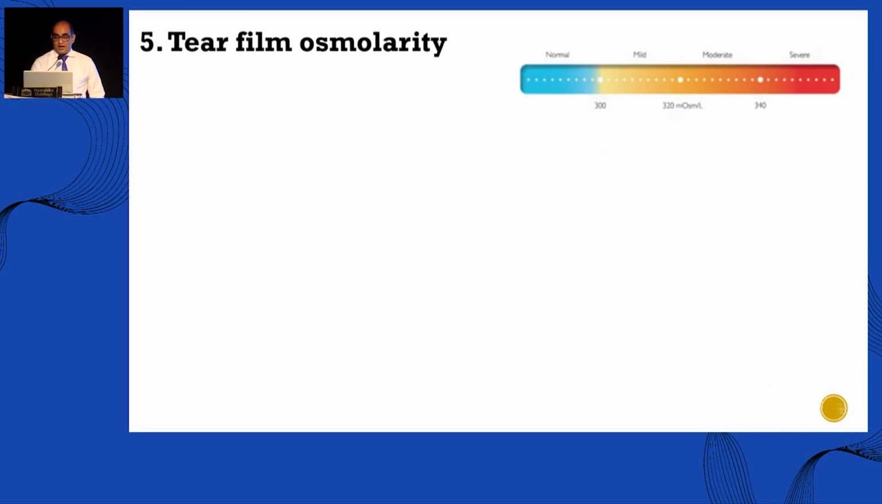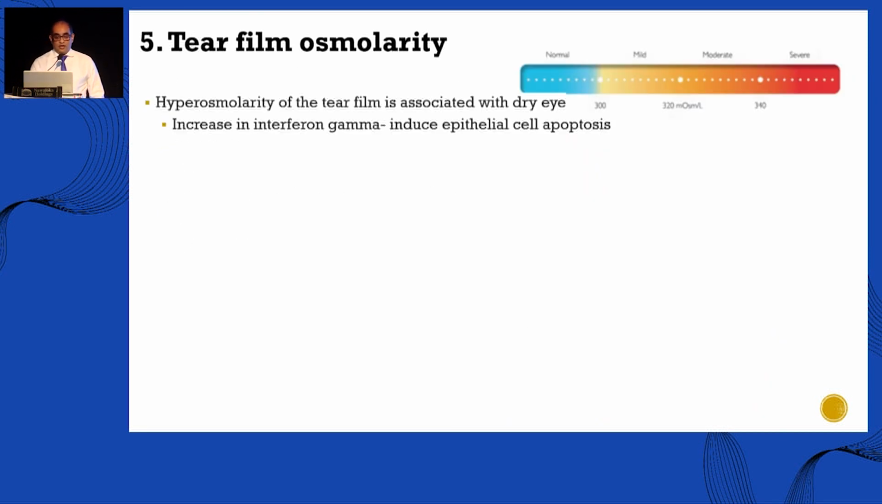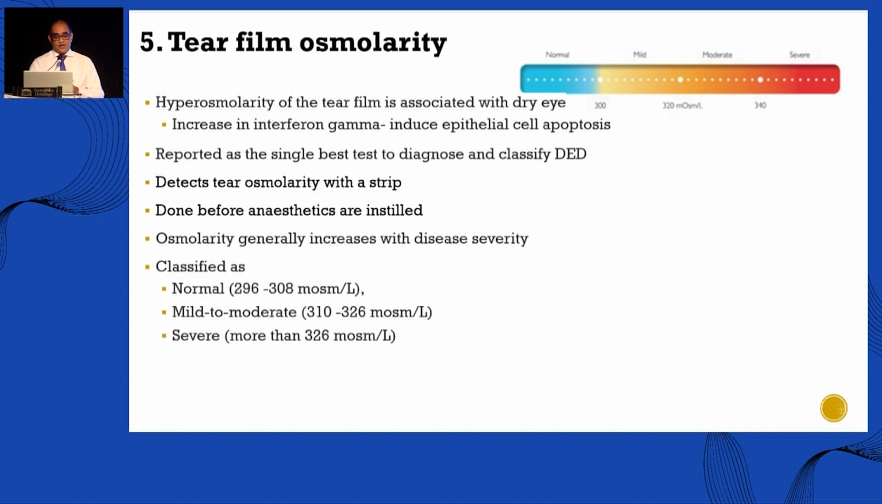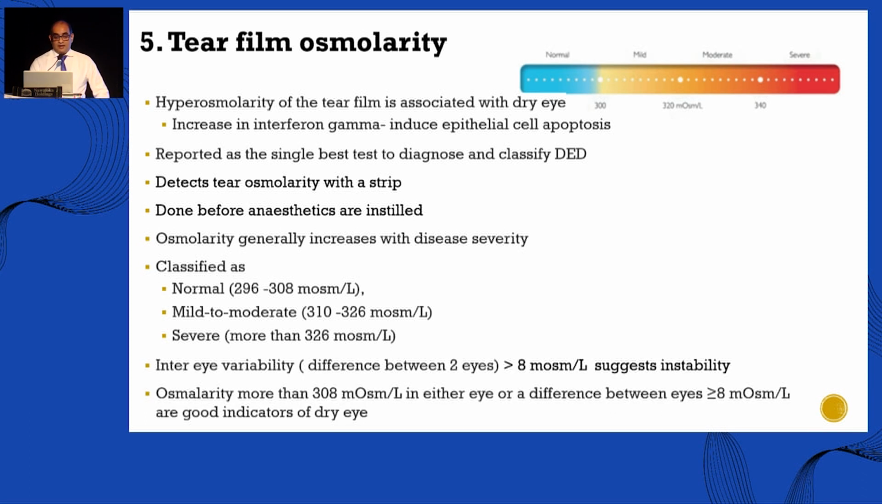And tear film osmolarity is also a very important tool, and we don't have it. It's reported as the single best test for diagnosis and classification of dry eye disease. If it is less than 308 milliosmoles, we consider it normal. Mild to moderate is 310 to 326. If it's more than 326, it's severe dry eye.